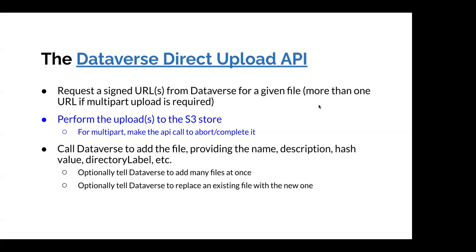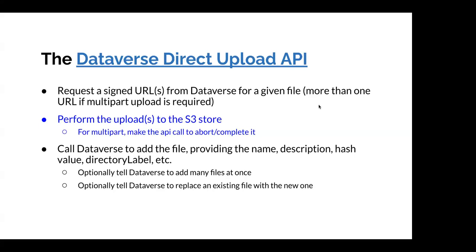Once you've done that upload, the file is in S3. Dataverse hasn't put it in the data set yet. And so the last call you make back to Dataverse is to give the metadata for that file. You're essentially telling Dataverse, hey, the file that I put in S3 at this location should have this name, this description, has this hash value, please add it to the data set. So if you do those three parts, you're essentially doing what those tools I just talked about are doing.